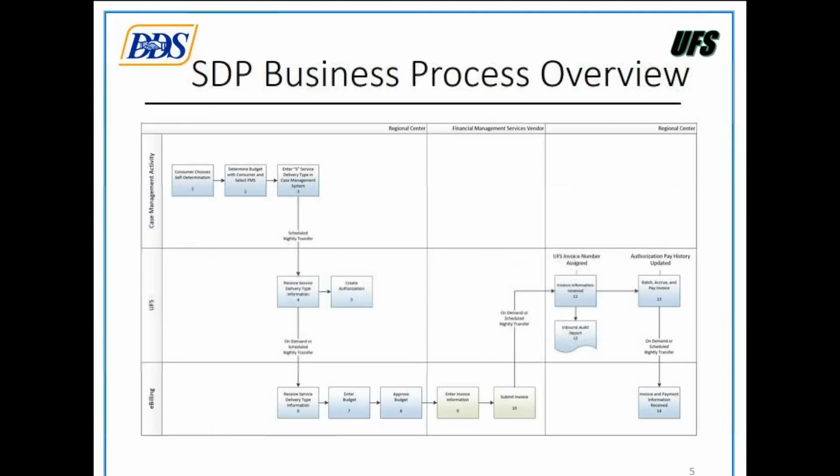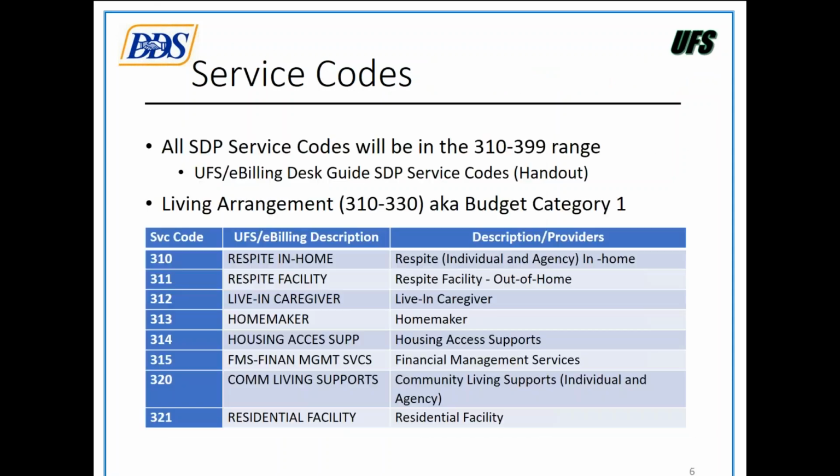I know that's a lot of questions. This information and this workflow specifically are posted on the AST website right now. So if you want a copy of it, please go out there and you can access it. Before we move on, are there any questions about that? Okay, we're going to go into service codes.